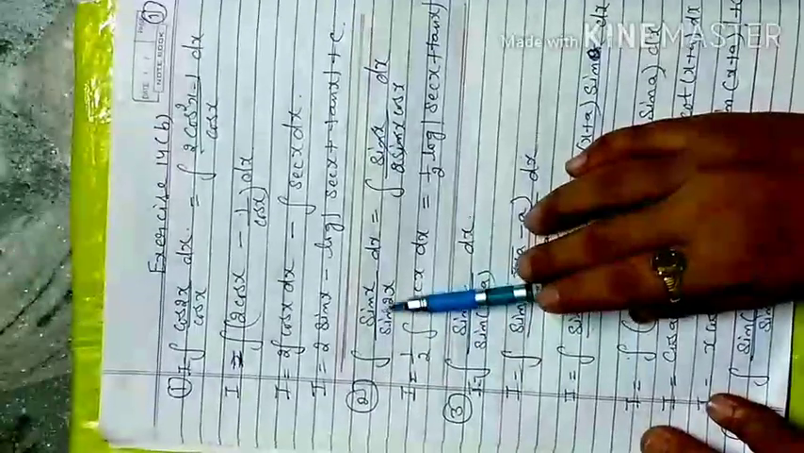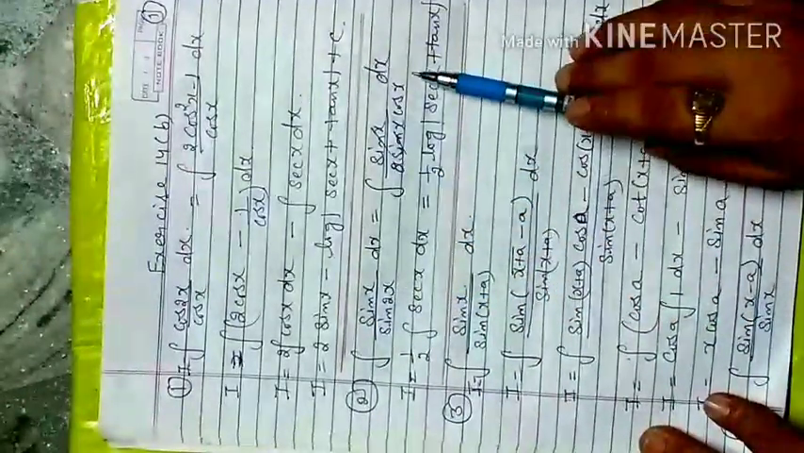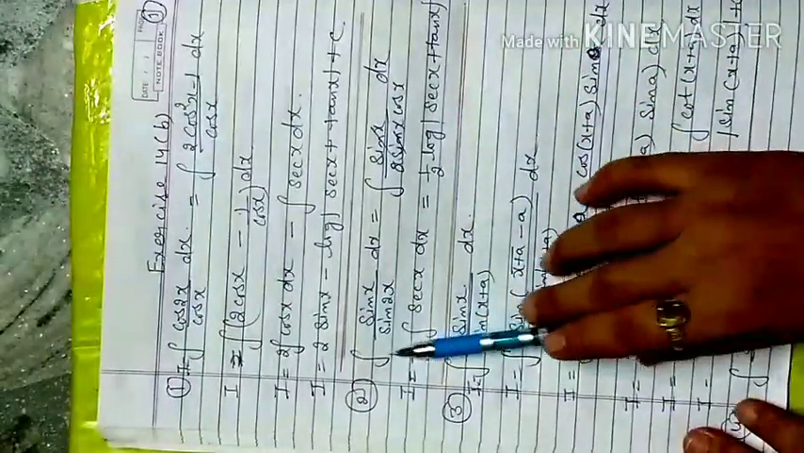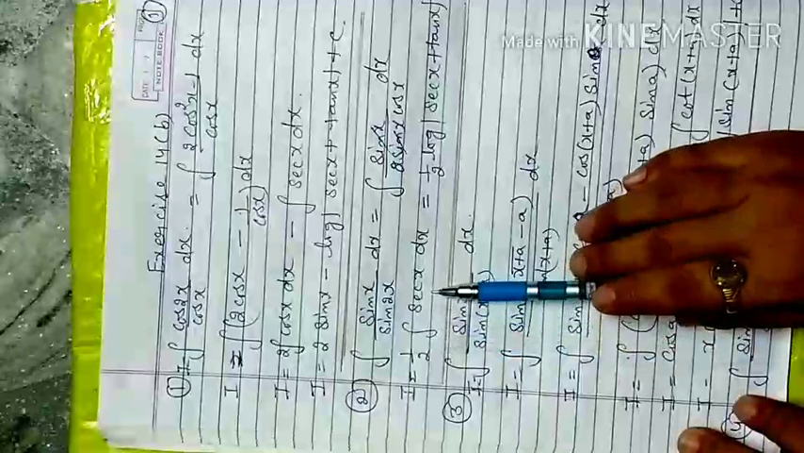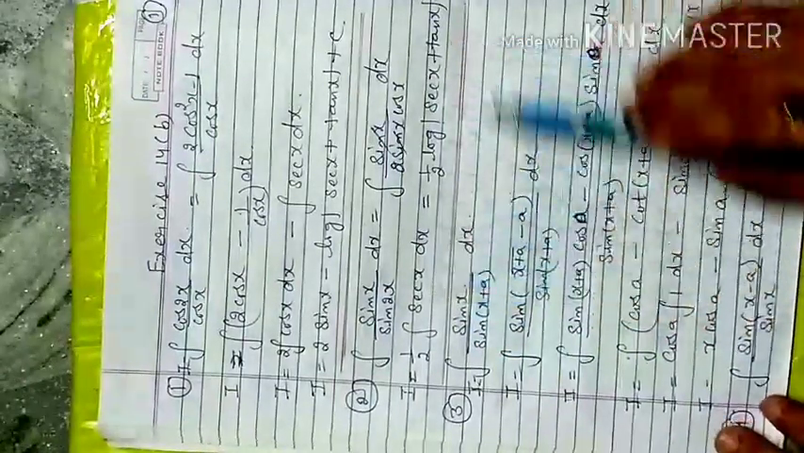Now in the second question, sin x by sin 2x, apply the sin 2x formula, 2 sin x cos x, and what is left? Only 1 by cos x, 1 by 2 taken outside, and integration of secant x is log secant x plus tan x.